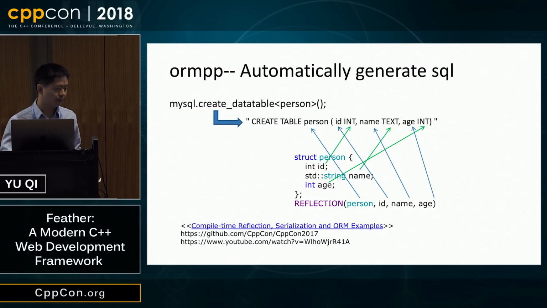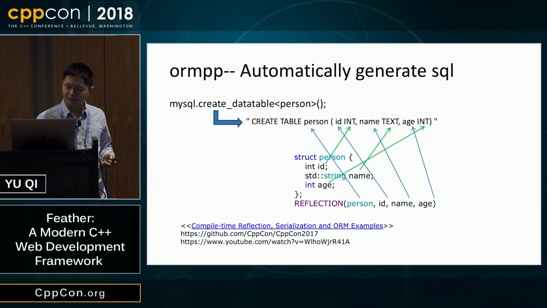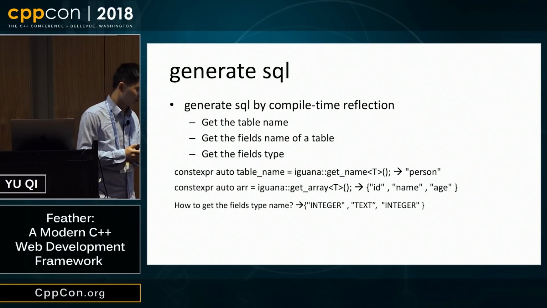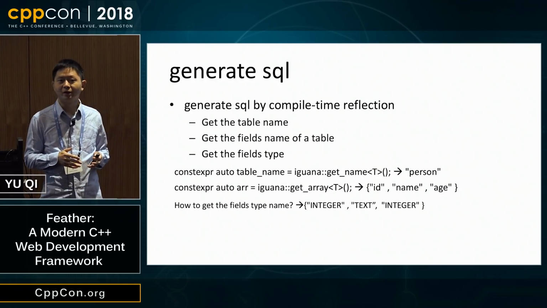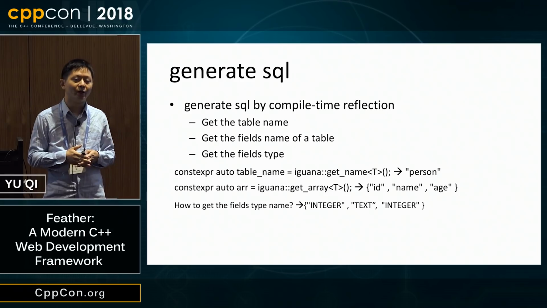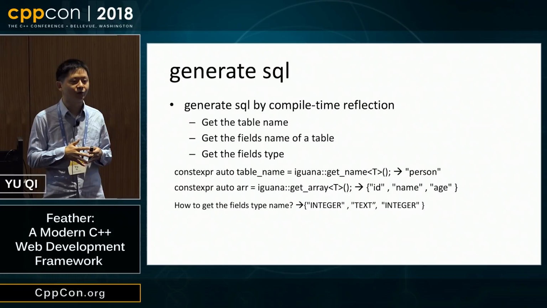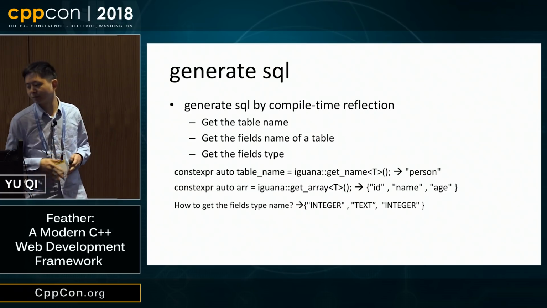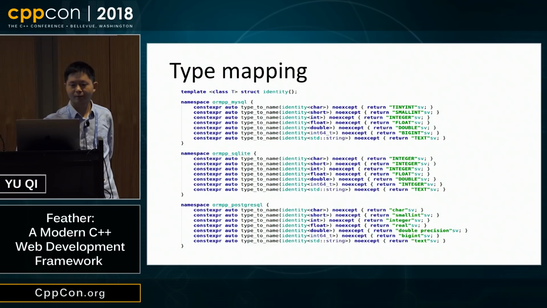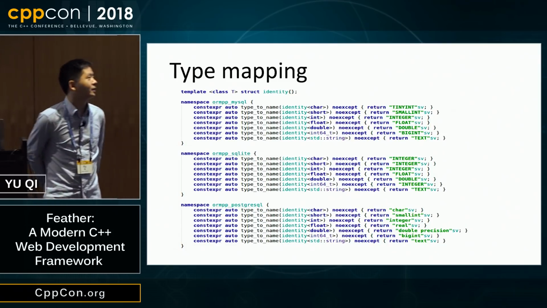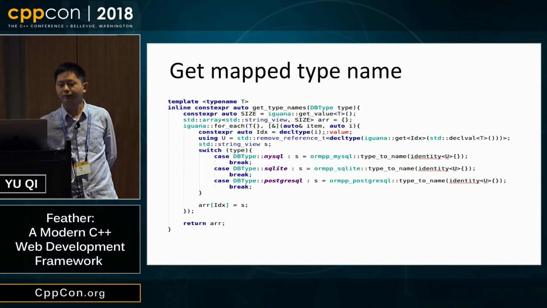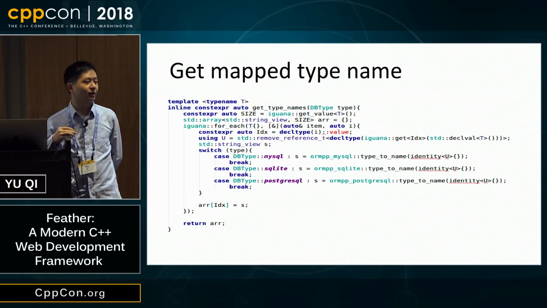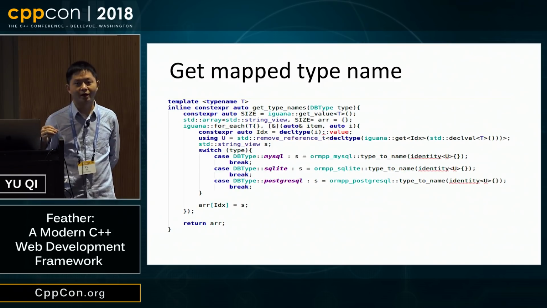But there is a problem. The C++ types are different from the database field type, so we need a mapping. We need to map C++ type to data table field type. And this is the type mapping. It's also very simple. Okay, and with this we can get the mapped type name.